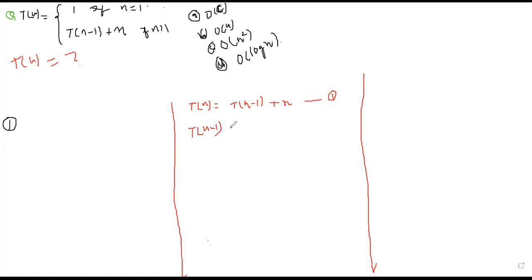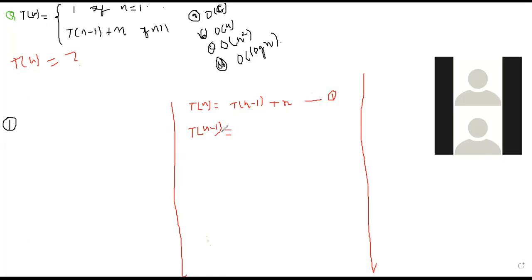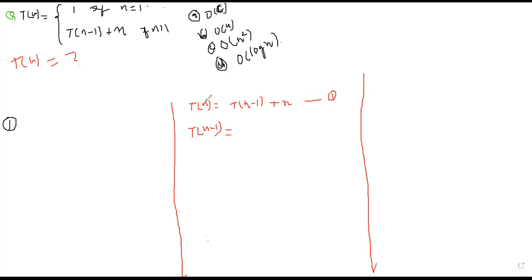Or I have to find the value of T(n-1). So what is T(n-1)? How to find T(n-1)? I will simply replace n with n-1 in this equation 1. So it will be T(n-1), and in place of n put n-1, then minus 1 plus again n is there, so again I will replace n with n-1. So it will be T(n-2) plus n-1. Okay, now this is my equation number 2.